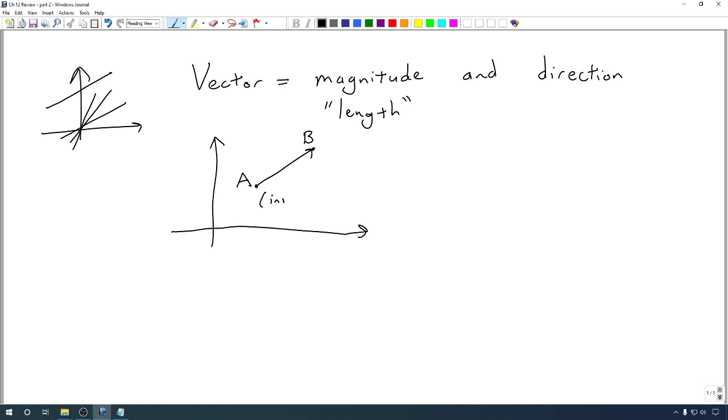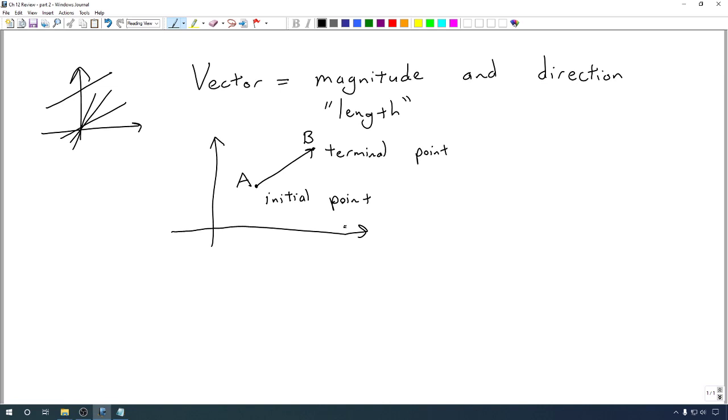A is going to be called our initial point. B is our terminal point. And we do care about whether it goes from A to B instead of going from B to A. Going from B to A would be a different vector.